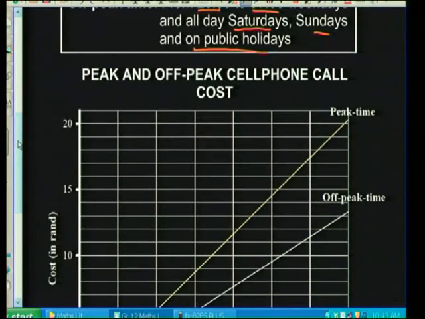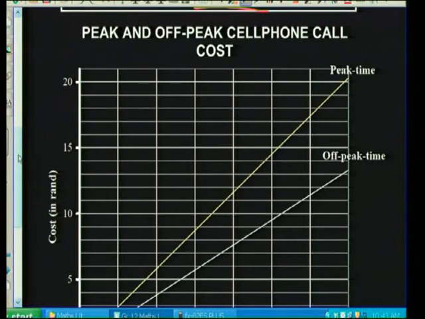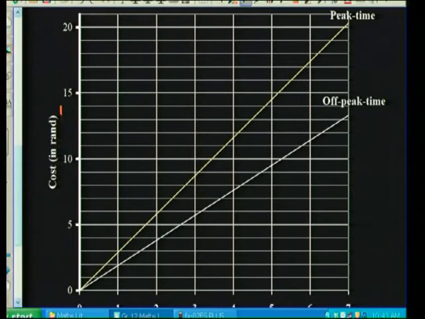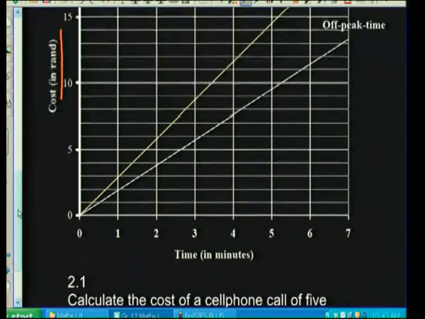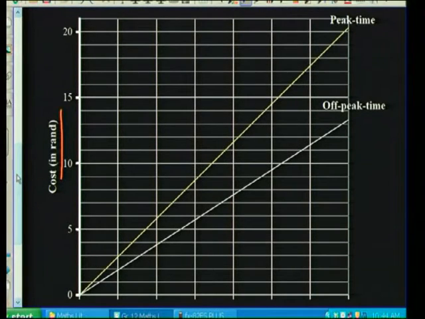Then we've got a graph, which is great. The graph they've given us is the peak and off-peak cell phone calls, the cost. On our y-axis, we've got our cost in rand, and on our x-axis, we've got time in minutes. And they've given us two graphs. We've got our off-peak graph, which is the white one, and our peak graph, which is yellow.